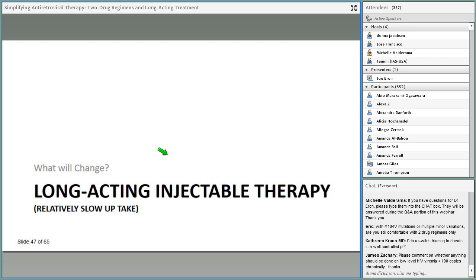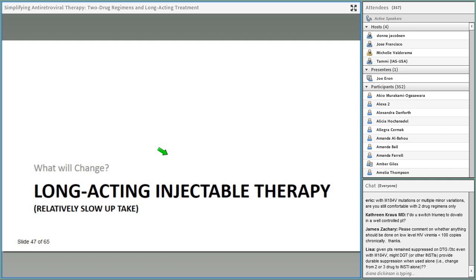So now there's another question along similar lines. If someone has been on efavirenz, TDF-FTC, and undetectable for years with no side effects and no underlying medical problems, would you switch? You know, maybe a year ago I would have said yes, probably.